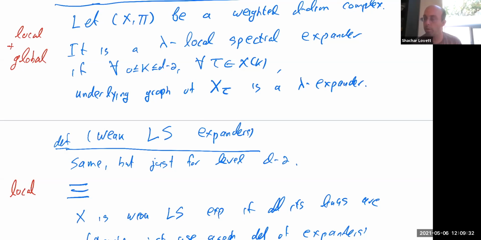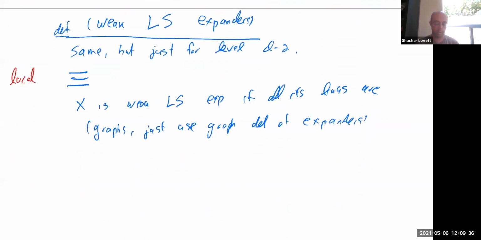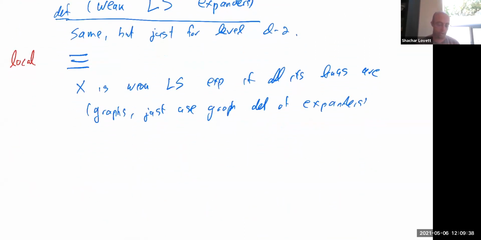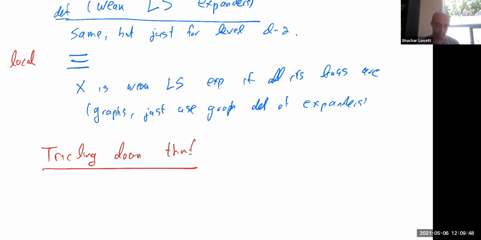So maybe let me not write this now formally. I'll write this formally in a bit, but for now, let me just write this here. So this is called the trickling down theorem. It says the following. This is by Oppenheim, and that's going to be an example of what's this local to global type of behavior in high-dimensional expanders.